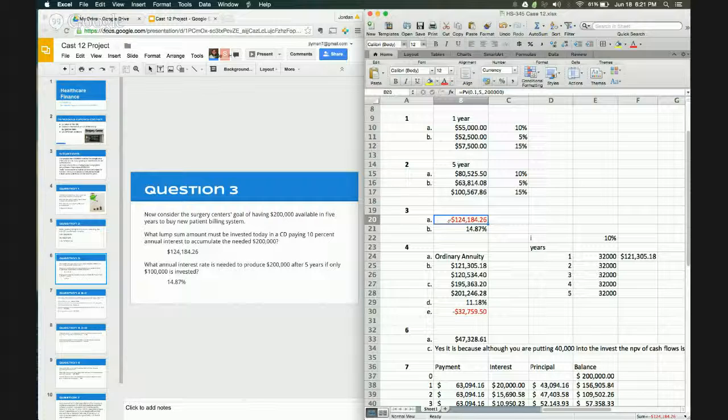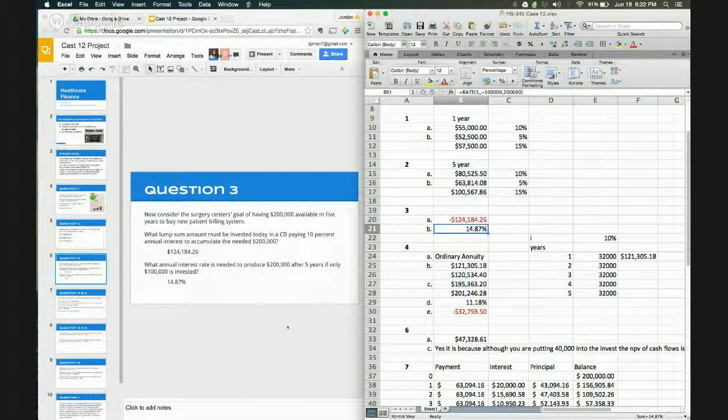The second part of that one is what annual interest rate is needed to produce $200,000 after 5 years if only $100,000 is invested. So we're looking at only investing $100,000 instead of $124,000. Going over to that, we used a rate function, and we're doing 5 years here, our amount of $100,000 invested there, and then what we want to get out of it, so $200,000. That came out to a 14.87% interest rate.